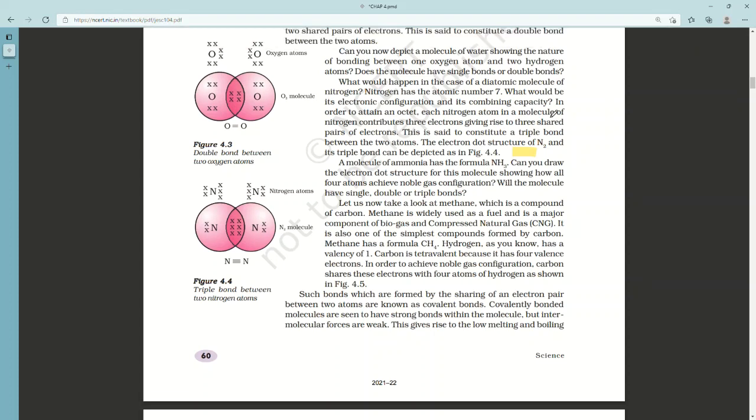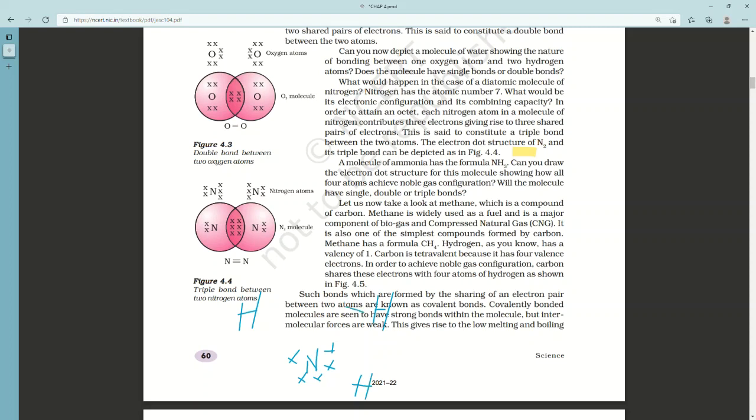Covalently bonded molecules are seen to have strong bonds within the molecule, but intermolecular forces are weak. This gives rise to low melting and boiling points for these compounds. Since the electrons are shared between atoms and no charged particles are formed, covalent compounds are generally poor conductors of electricity.